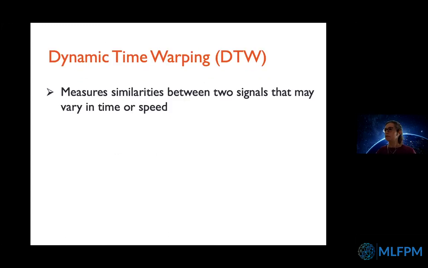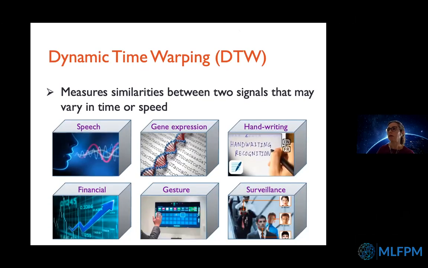So let's talk a little bit about dynamic time warping. Dynamic time warping is a powerful dynamic programming algorithm that is used for measuring similarities between signals or time series that can have different lengths or speeds. It has been successfully applied in different domains, from speech recognition to gene expression and many others. And we propose that this can be used to identify disease groups, and especially for identifying common disease trajectories.